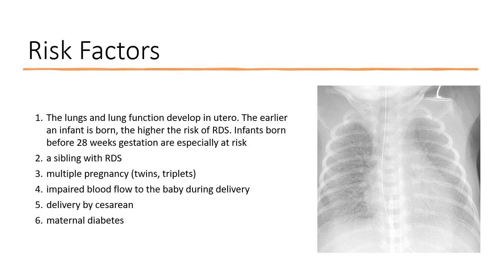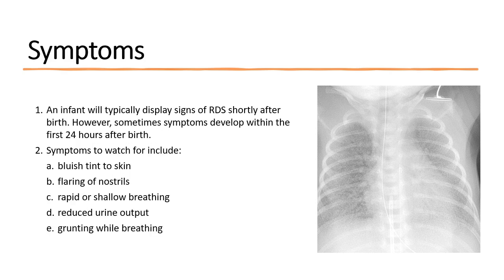What risk factors predispose to neonatal RDS? The lungs and the lung function develop in utero. The earlier an infant is born, the higher the risk of RDS. Infants born before 28 weeks gestation are especially at risk. Other factors include a sibling with RDS, multiple pregnancy, twins or triplets. Third is impaired blood flow to the baby during delivery. Fourth is delivery by cesarean. And lastly, maternal diabetes.